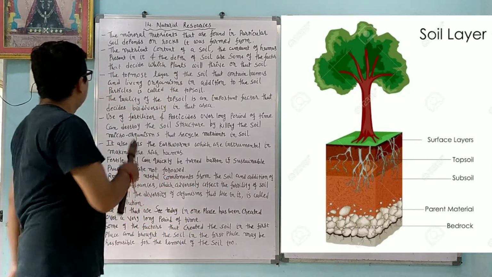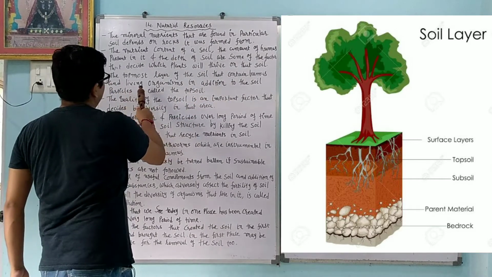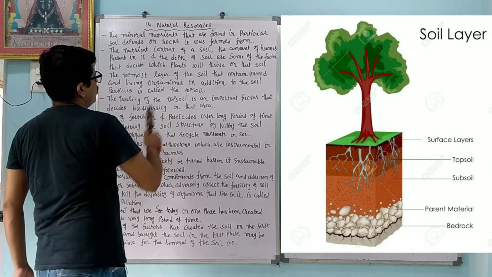The topmost layer of the soil, which contains humus and living organisms in addition to the soil particles, is called the topsoil.